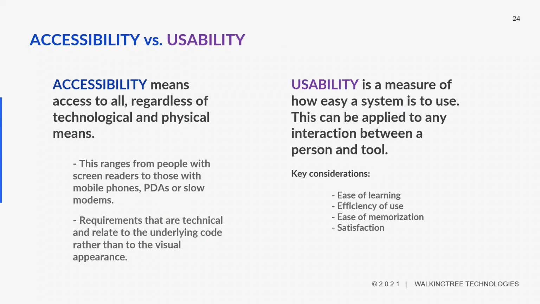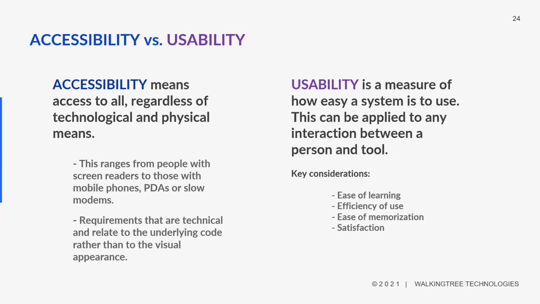Accessibility in short means designing for all, regardless of technological or physical means. The requirements in this case are technical and related to the underlying code, that is, to support all the users in our coding practices. This ranges from people using screen readers to mobile phones and PDAs, or slow modems, or it could be anything. We have to make sure that it is usable for all the users. On the other side, usability is a measure of how easy a system is to use, and this can be an interaction between people and a tool.